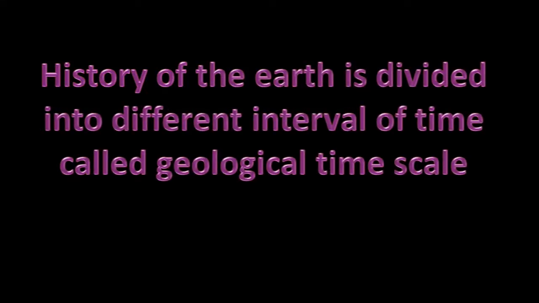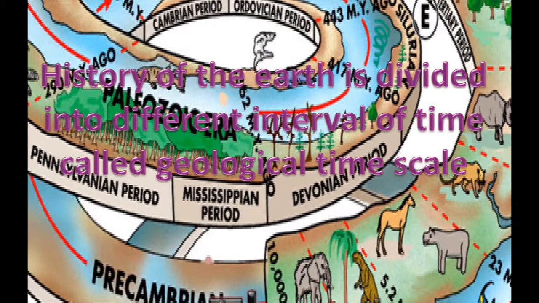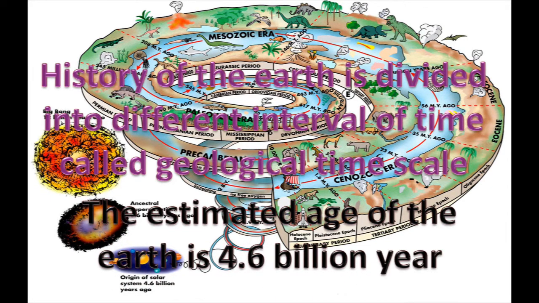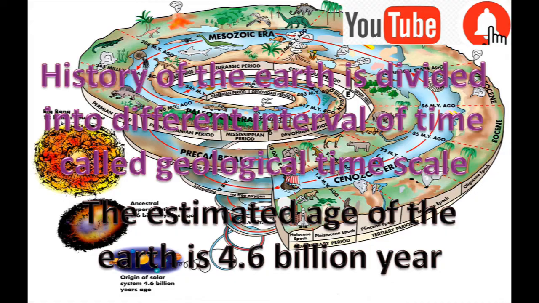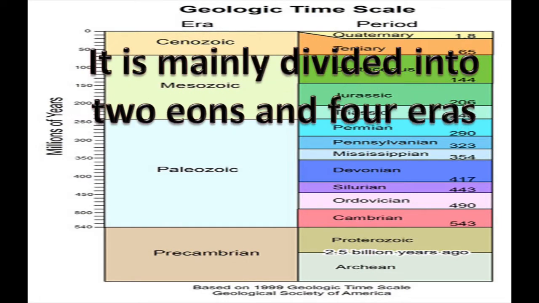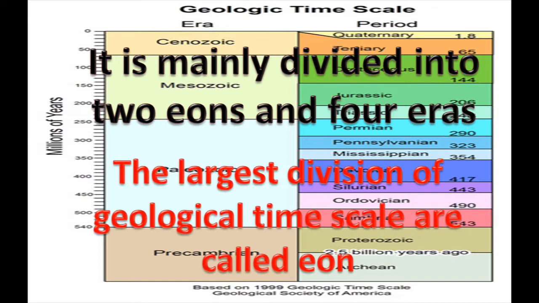The history of the Earth is divided into different periods of time called the geological time scale. The estimated age of the Earth is 4.6 billion years. It means the Earth originated 4.6 billion years ago. It is mainly divided into two eons and four eras. The largest divisions of the geological time scale are called eons.